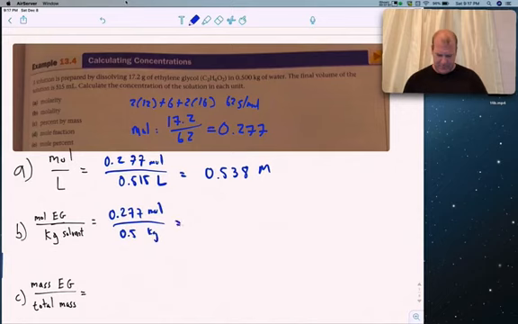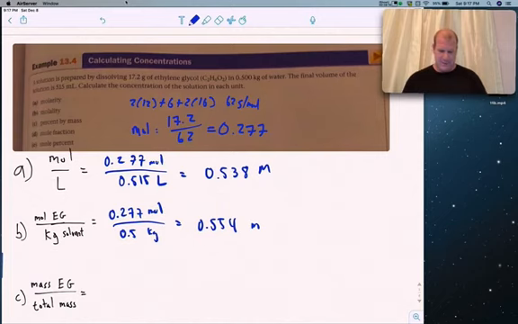And then the next one is going to be moles ethylene glycol, 0.277 moles over kilogram solvent, 0.5 kilograms. So 0.277 divided by 0.5. And this is 0.554, and this is little m, molal. And notice that the molarity and the molality are not the same. So there is a slight difference there.